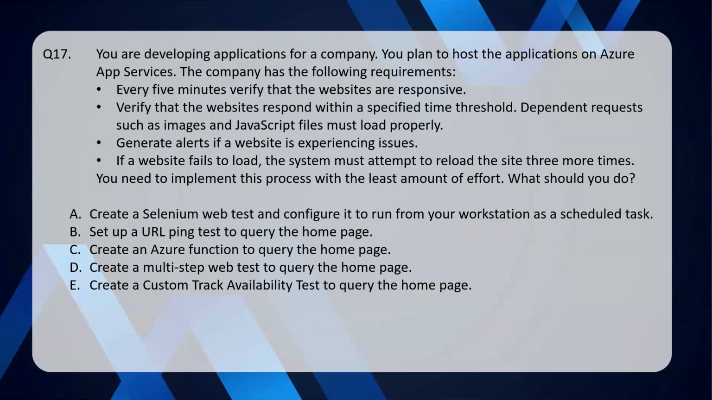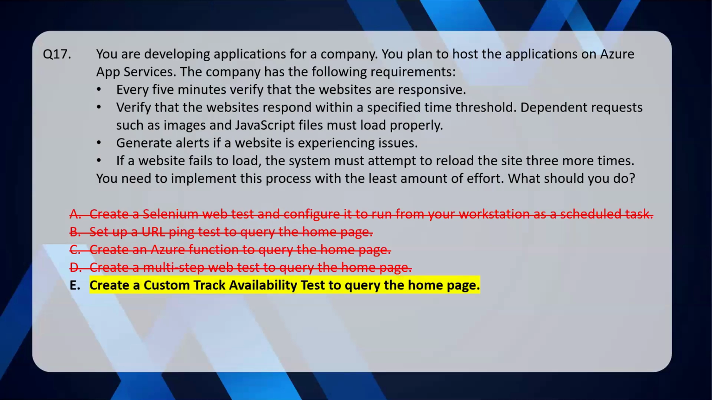Now friends, URL ping test and multi-step web test are deprecated already, so you can rule them out. Azure function requires custom development and retry logic, which means more effort and we need to minimize the effort. So let's rule it out as well. Now Selenium test from workstation again requires manual setup and scheduling. So we will rule it out as well, leaving us with the correct option, which is option E, create a custom TrackAvailability test to query the home page. Now friends, you will need to use TrackAvailability in a custom availability test when the built-in test types do not meet advanced needs, which is what is happening here.